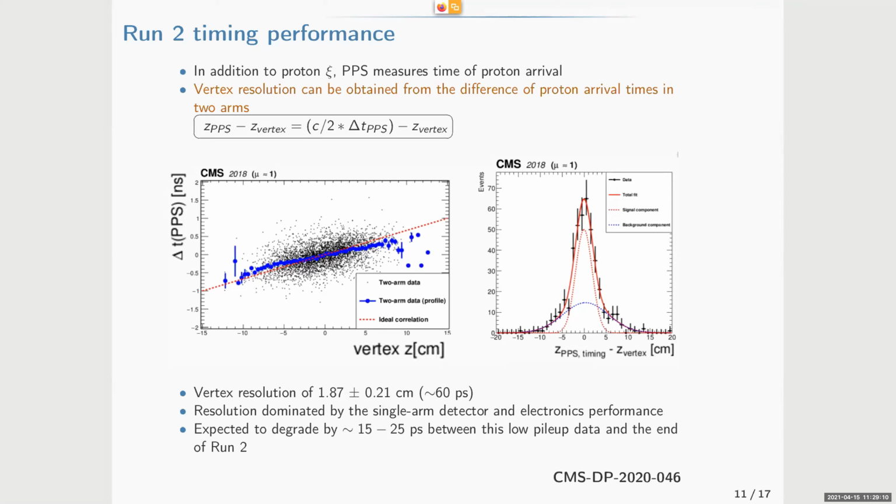Thank you. Yes, and electronics performance. This resolution is expected to degrade by about 15 to 25 picoseconds between the low pileup data and the physics data that we see at the end of Run 2.